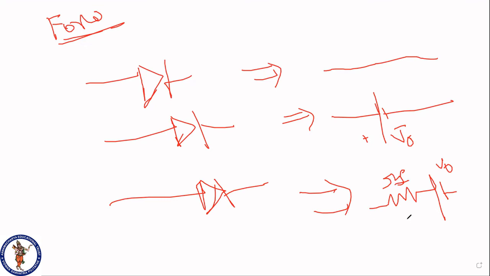This resistance is very small. But sometimes we have to include it in the question. They may have given in the question, like you take the forward bias resistance as RF, then we have to assume like this.